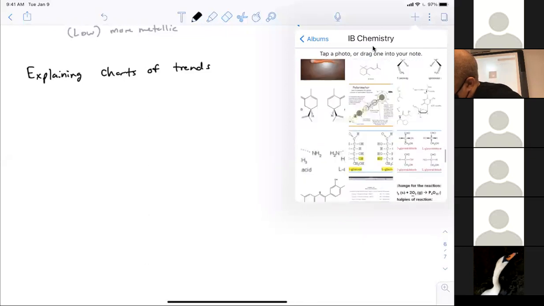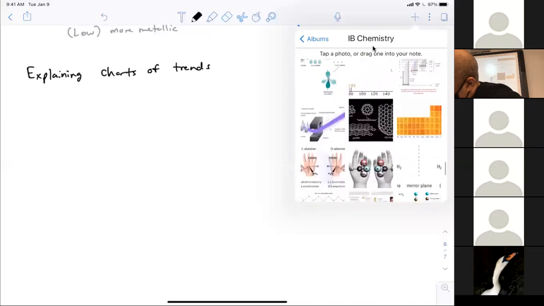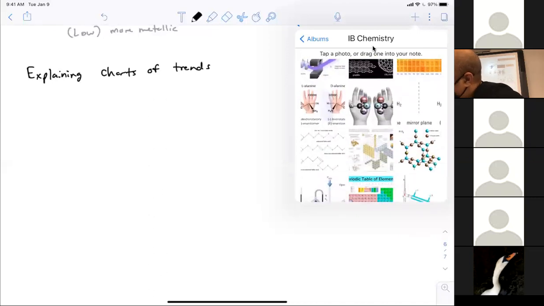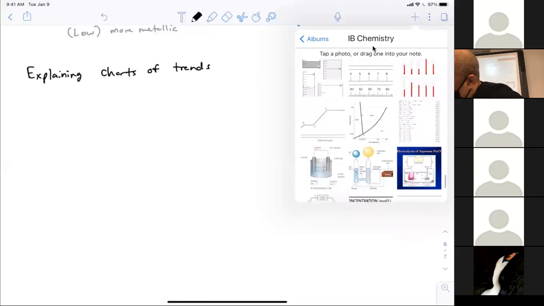Sorry, for electron affinity, you said a higher electron affinity would make it less metallic? No, more non-metallic. Yeah, more non-metallic. Correct. It's kind of the opposite.